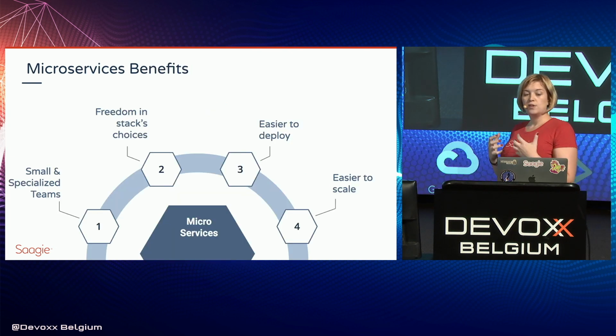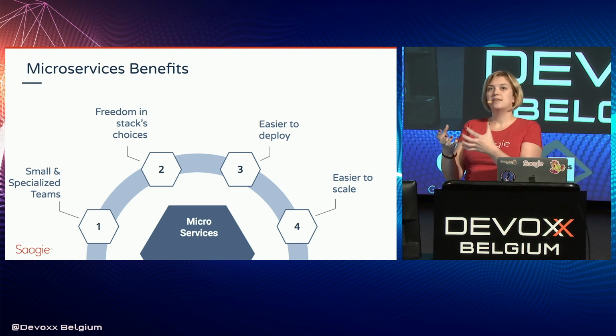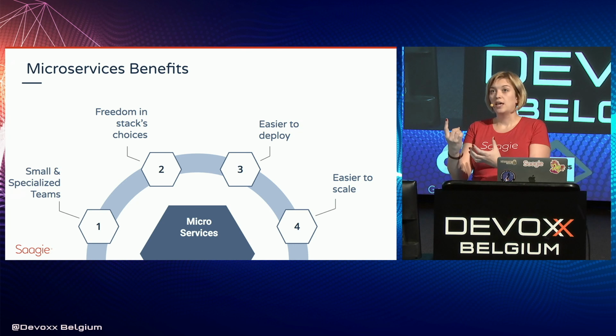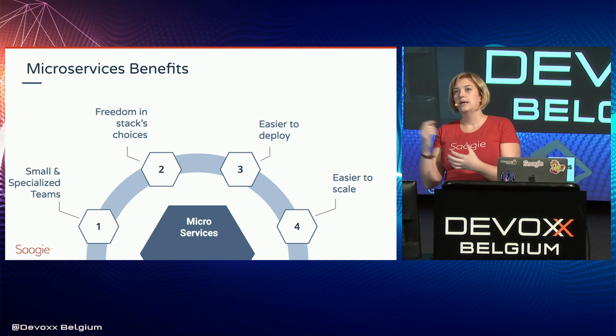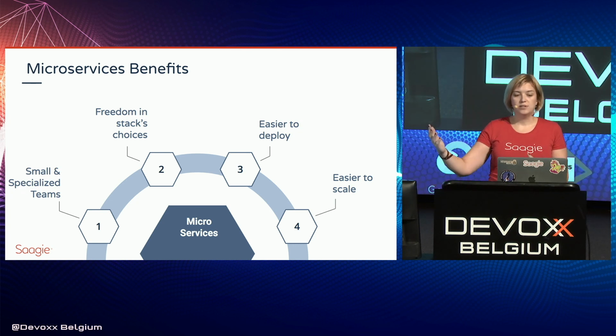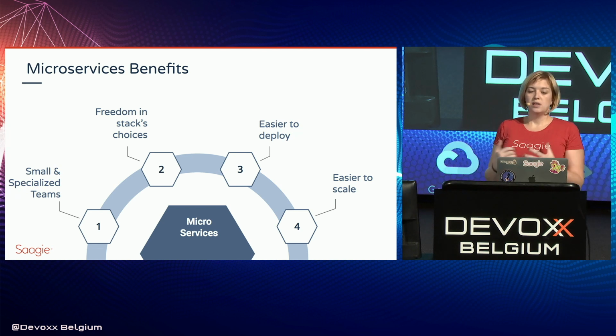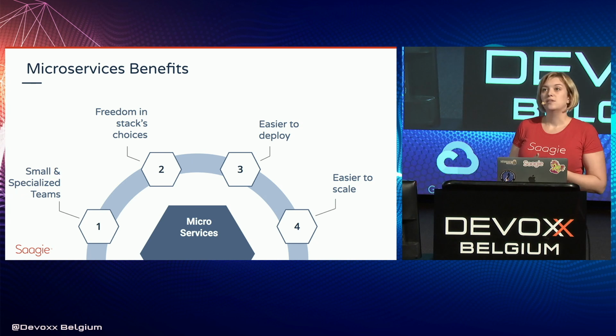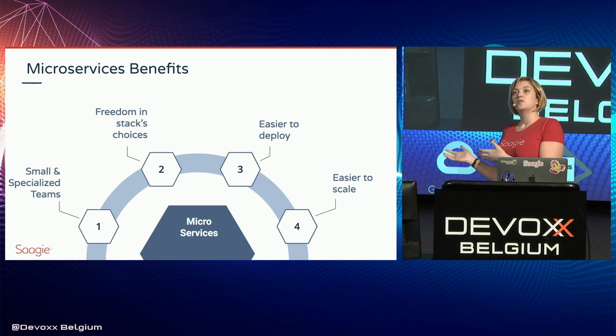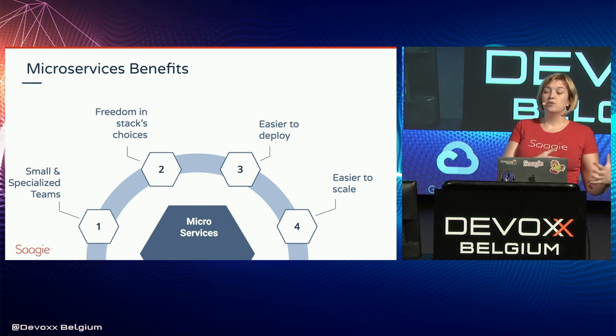And that's the first benefit of microservices, because having small and specialized teams, they're doing just one thing, but they're doing it well. And usually they're delivering faster too. Plus, microservices bring the freedom in your stack choices. If the product team wants to work with Java and the search team wants to work with React, it's fine.